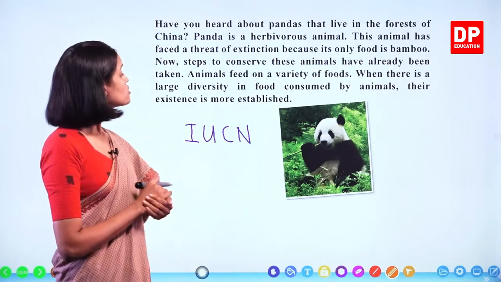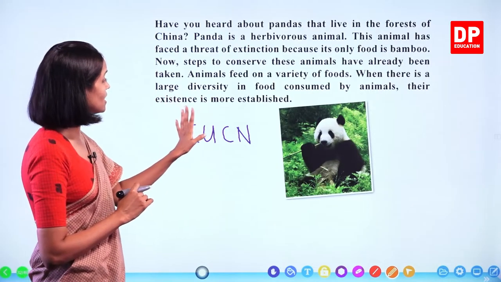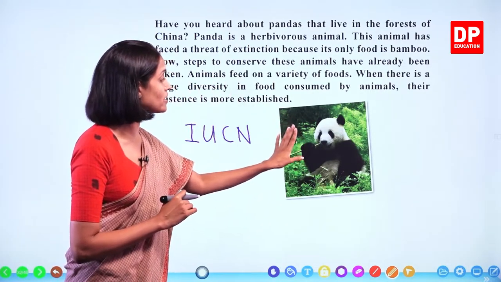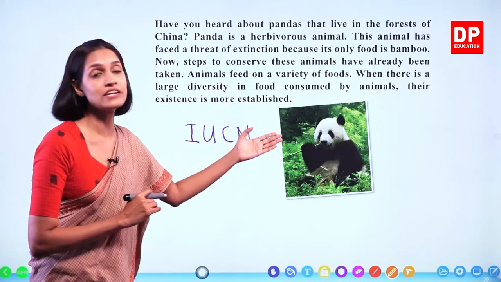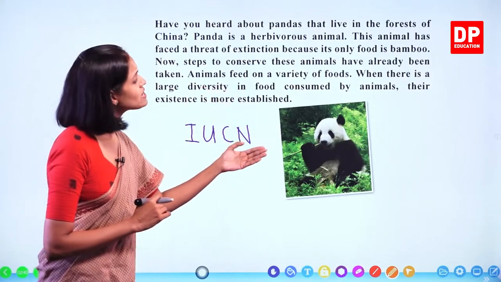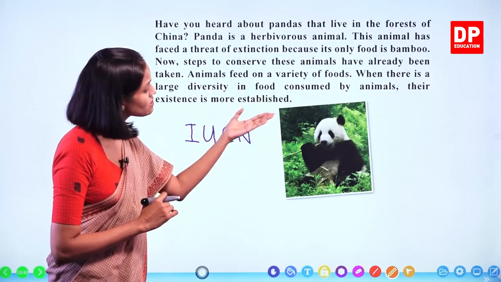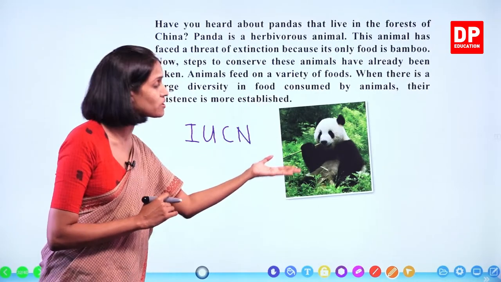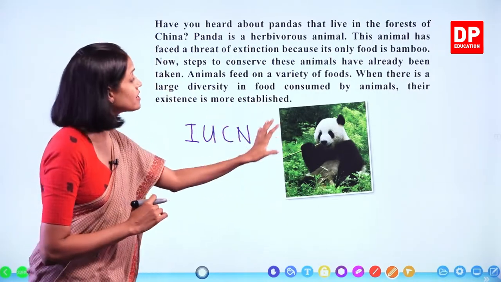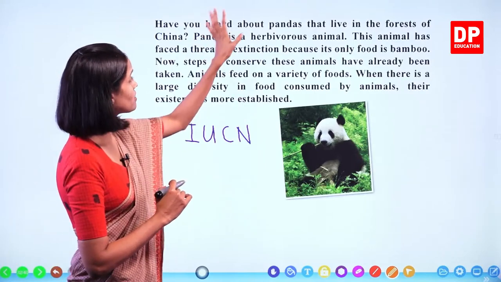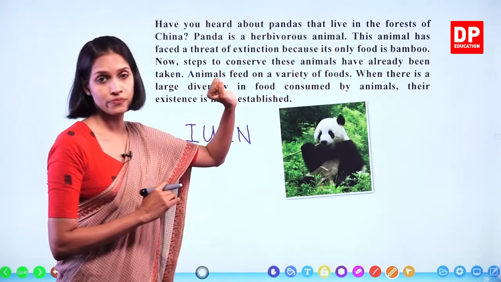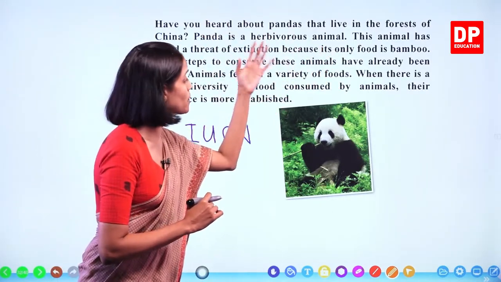Right, children? So then what happened? The IUCN named this animal, the giant panda, as an endangered species. What is the reason for this, children? What is the reason for the decreasing number of giant pandas? That is because they solely depend on bamboo, right? Their only food is bamboo.